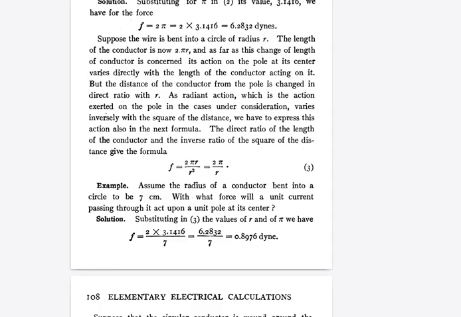So the direct effect from increased conductor length scales with r. The weakening from distance scales with 1 over r squared. Combining these, the force becomes F equals 2 pi r divided by r squared, which simplifies to 2 pi over r.